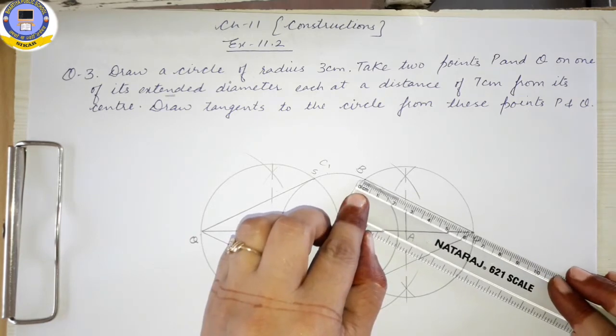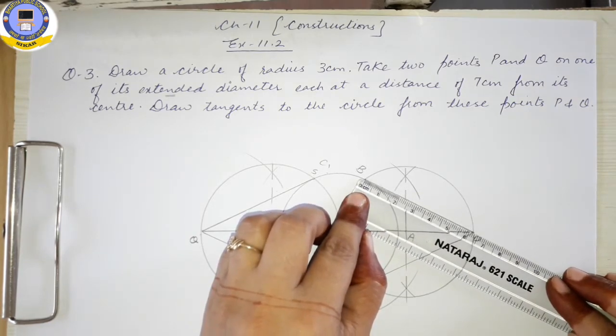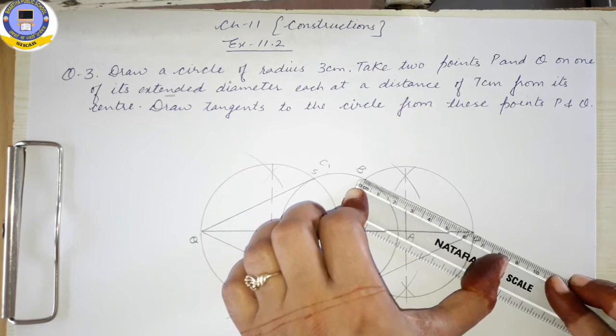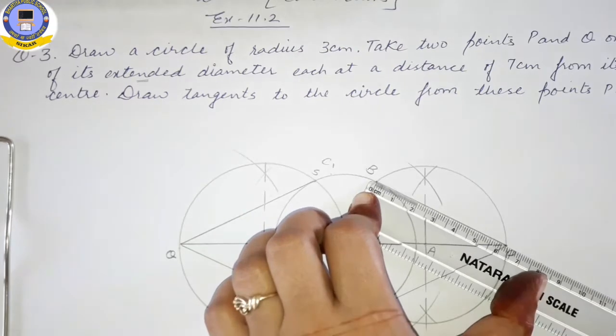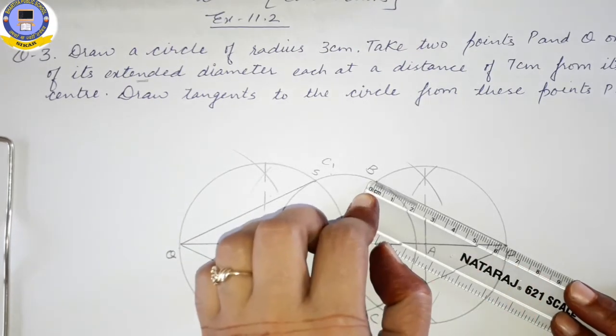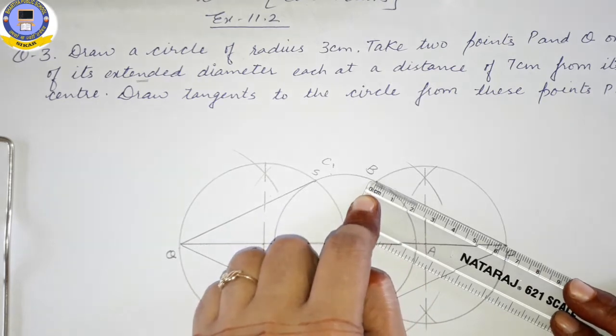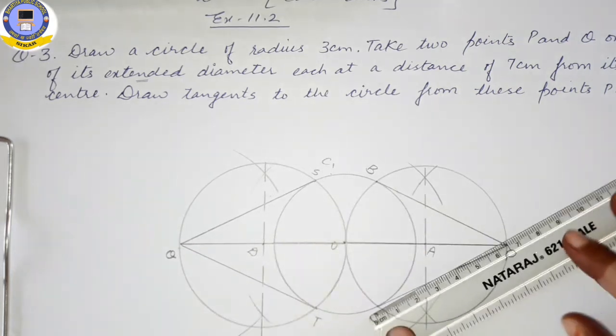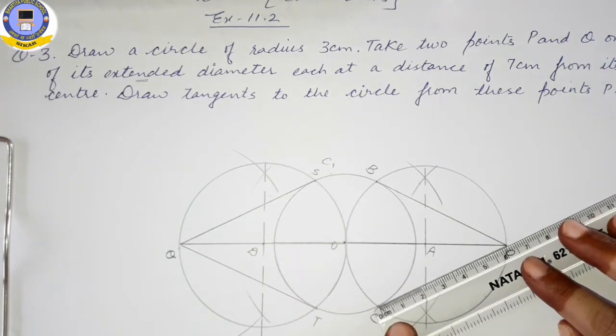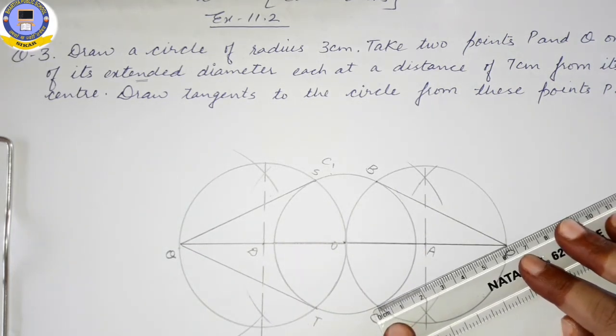Then in approximation, these lengths must be same. So length of tangent PB is approximately 6.4 centimeter. Okay, and length of PC is also somewhat same, 6.3 centimeter.